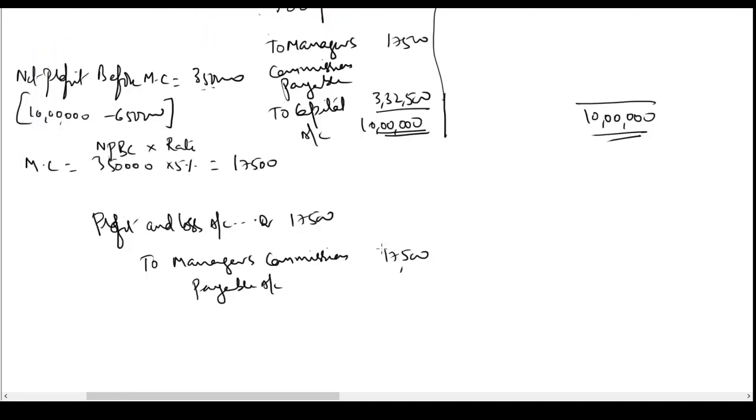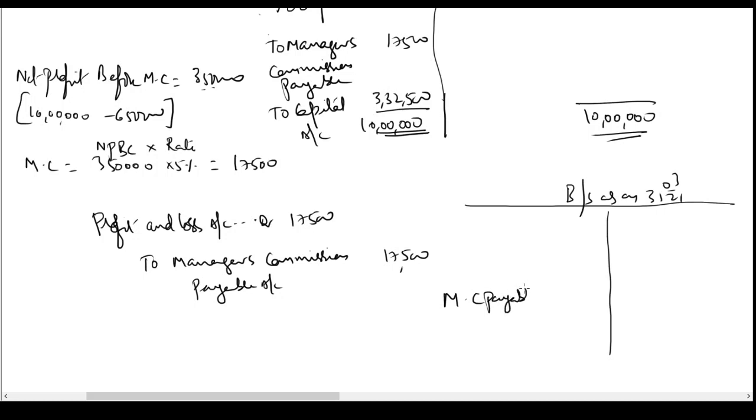Now, if I prepare a small balance sheet as on 31st March 21, manager's commission payable. I've just written MC payable here, which means manager's commission payable. It will be shown on the balance sheet liability side, 17,500, because this amount has to be paid to the managers. Whenever we pay the commission in cash, we'll pass the entry manager's commission payable account debit to cash. This liability will be discharged. So till the time we pay the money, it will be shown on the liability side.